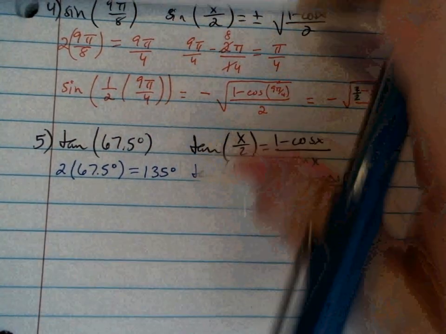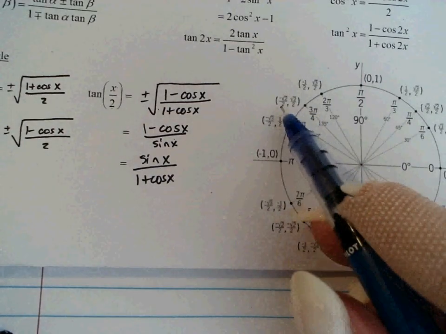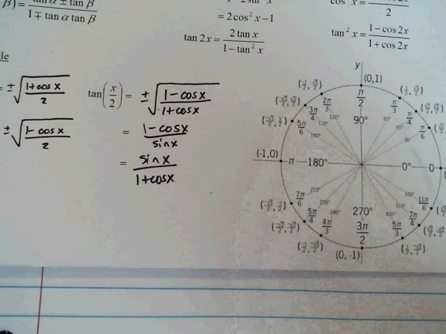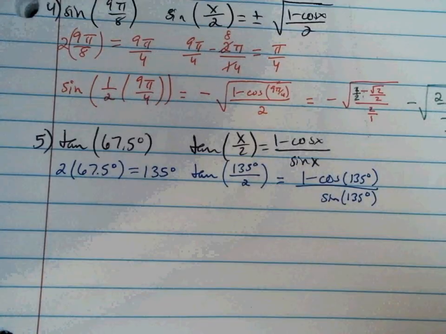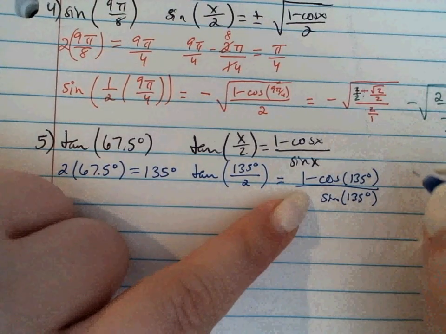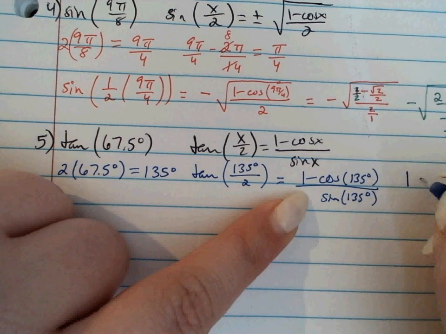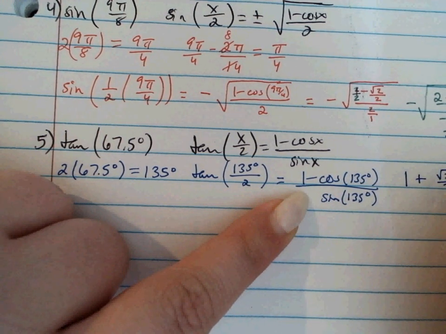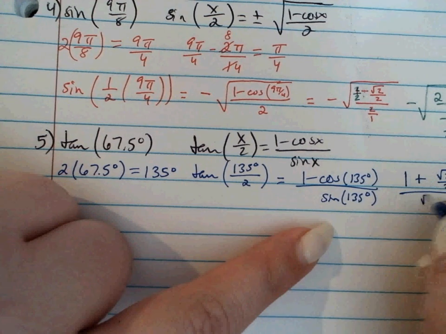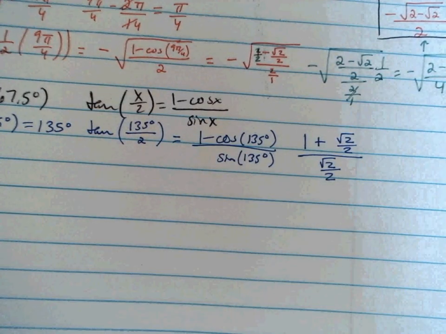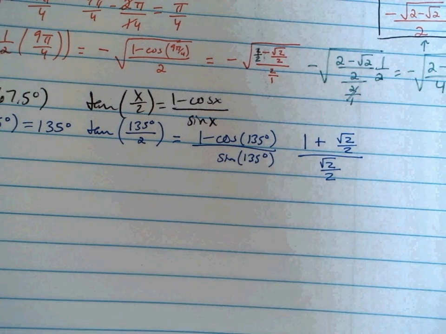Okay, so let's go to 135 degrees. At 135 degrees, cosine is negative square root of 2 over 2, and sine is positive square root of 2 over 2. So cosine is negative square root of 2 over 2, so this is going to be 1 plus square root of 2 over 2 divided by sine, which is the positive square root of 2 over 2. We're going to do some common denominator work and simplify, and there's going to be our answer.